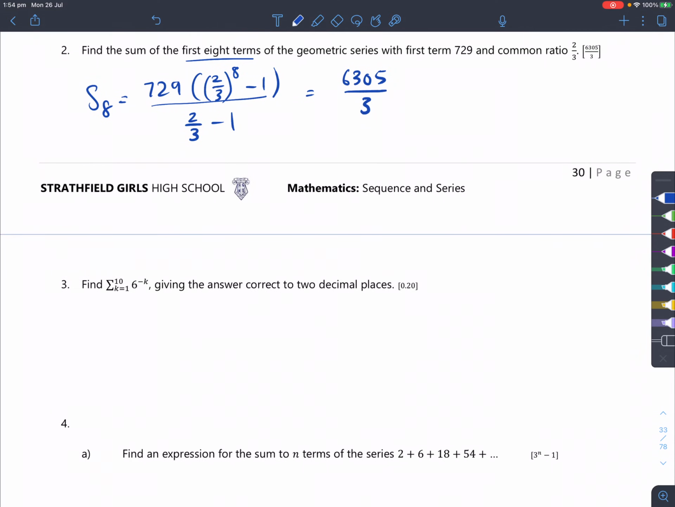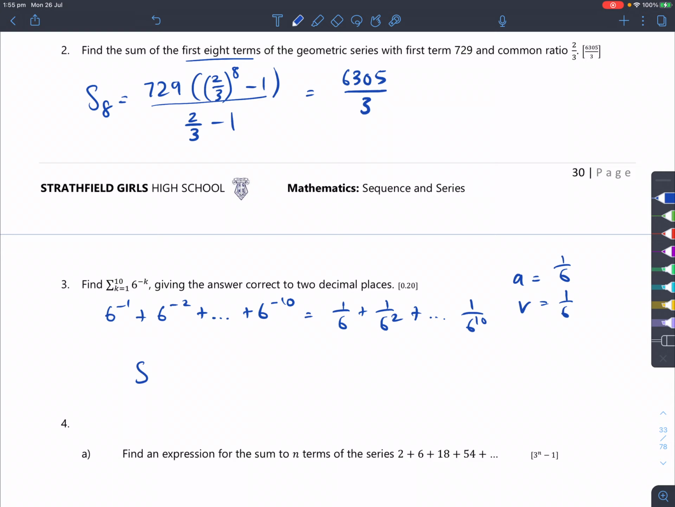Question 3. Find the sum of 6 to the power negative k from k equals 1 to 10. So if we replace k by 1, we get 6 to the power of negative 1, plus now substitute in 2, and that's 6 to the power of negative 2, all the way to 6 to the power of negative 10, and that will be 1/6 plus 1 over 6 squared plus all the way up to 1 over 6 to the power of 10. So you can see that the ratio is 1/6, and A is also 1/6.